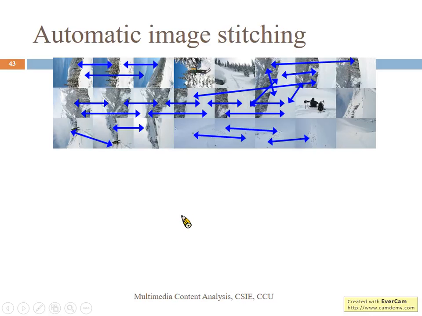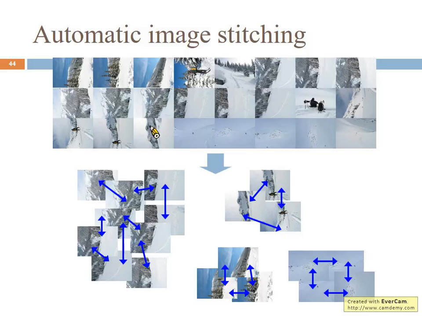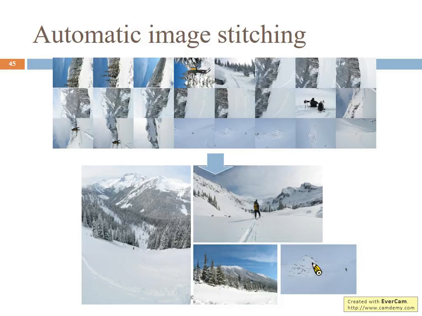And this work can be extended to multiple images. We can extract SIFT descriptors from each image and then compare any two images to find the correspondence between them. And then finally, we can find that these images are similar, these images are similar, and so on. And then finally, we can construct such panorama images. This is a very impressive work to do automatic image stitching.